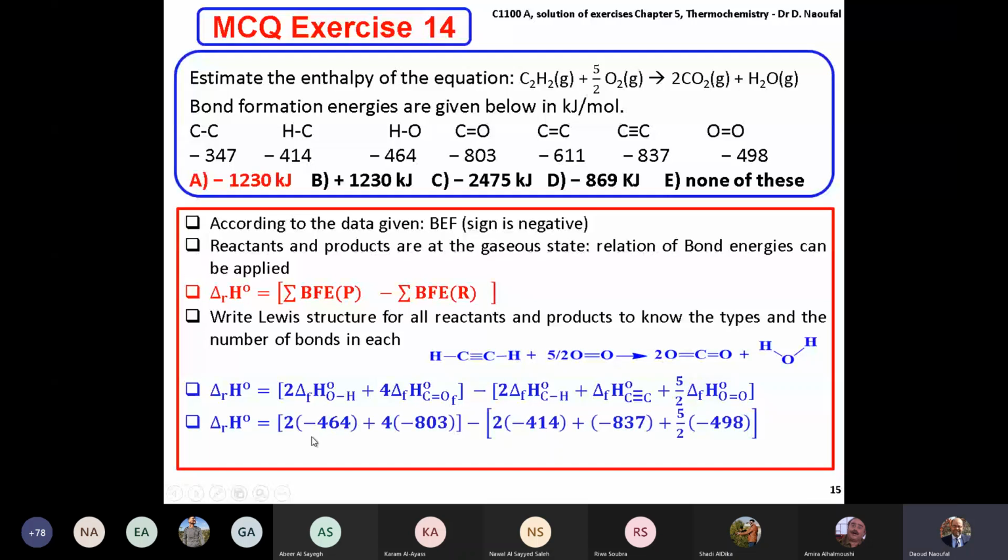So for delta H of the reaction, the bond energies of formation are given in the table. We put their values and we obtain delta H of the reaction equal to minus 1230 kilojoule. So the correct answer is A.